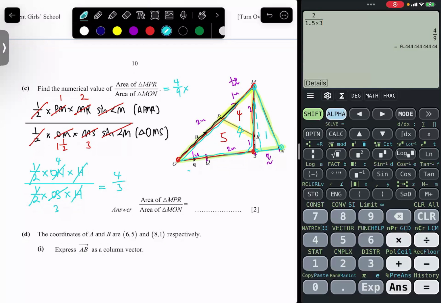Wait, multiplied by, sorry, slowly. So MPR, let's put it down into ratio. MPR is to MOS is 4 is to 9. MOS is to MSN is 3 to MON, right? 3 is to 4. So that means this one times 3. So times 3. So I'll get 4 is to 12. So 1 is to 3. MON.